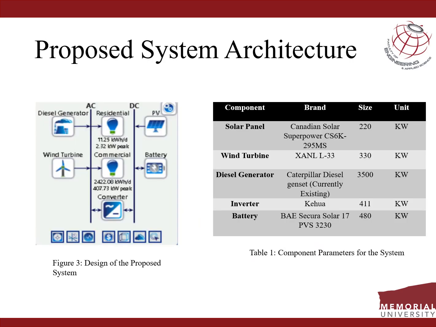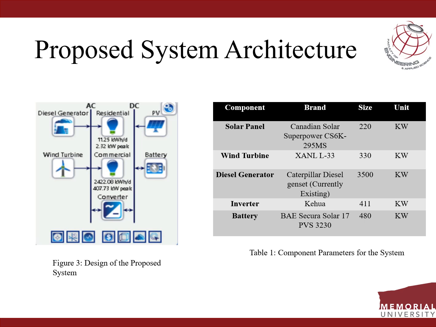This is the proposed system architecture. The solar PV and battery are connected to the DC bus, which you can clearly see on the right side of the Homer diagram, and the power harnessed from these 2 sources will be converted into AC by an inverter. On the left side of the Homer diagram, you can see a diesel generator and wind turbine, which are directly connected to an AC bus.